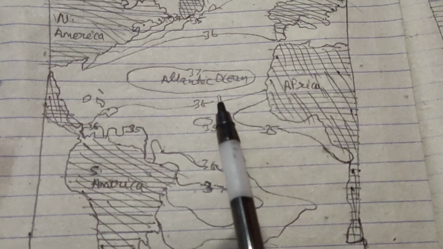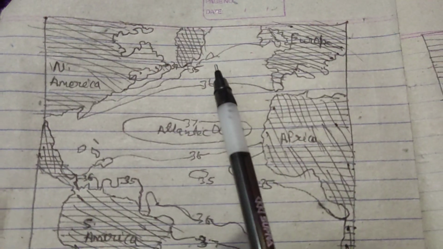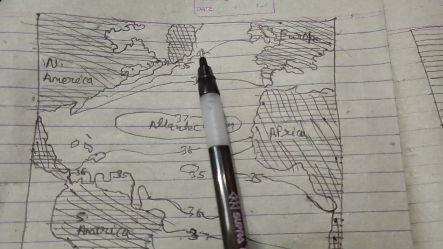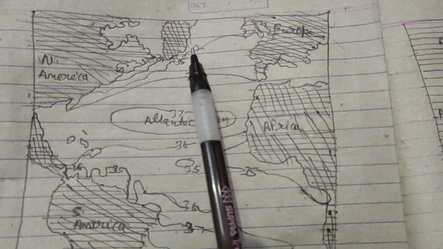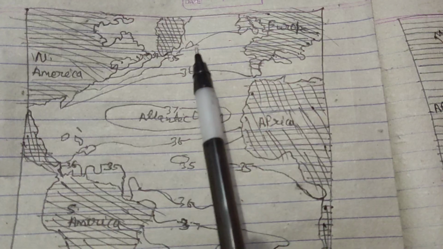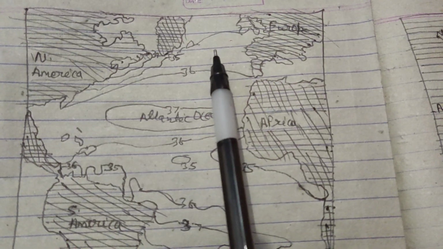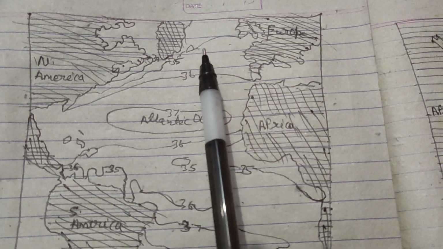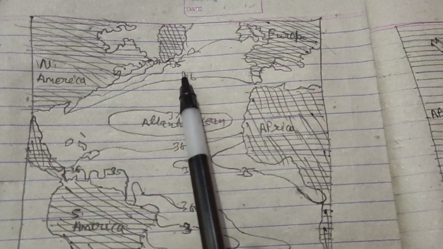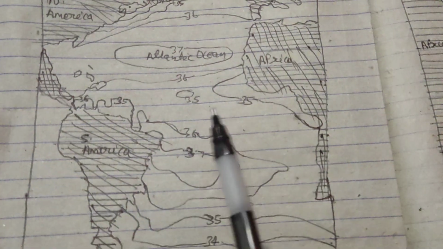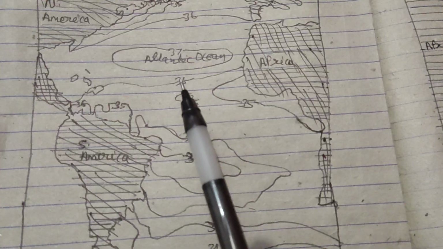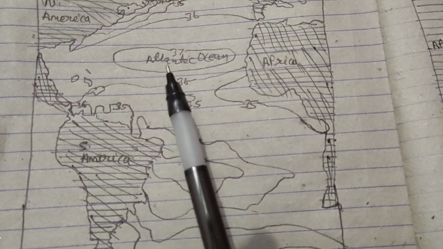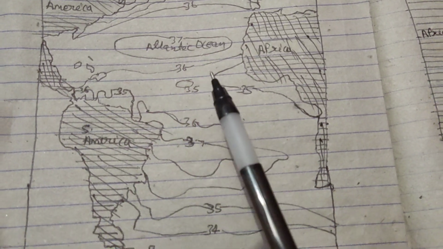And here is the evaporation. There are many rivers here in the polar area, and ocean melt means snow melting. One reason is the snow melting. Therefore, by snow melting, salinity is low. In the middle Atlantic Ocean, there is high evaporation, therefore salinity is high.